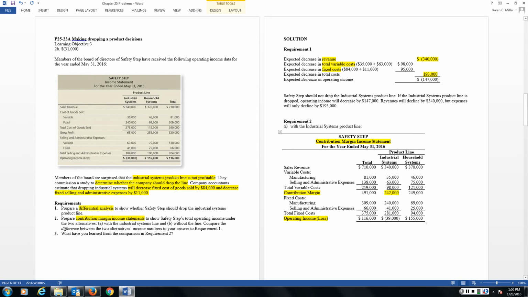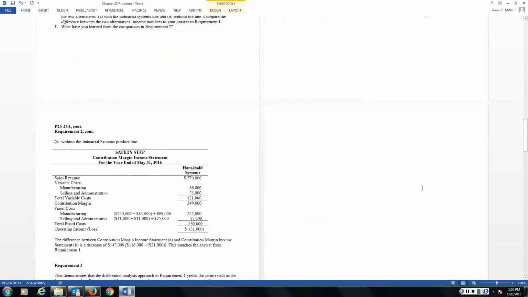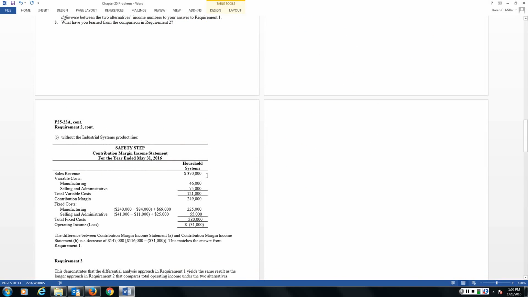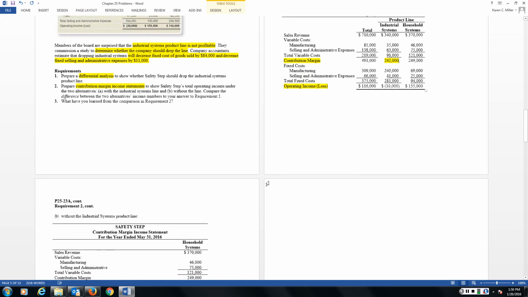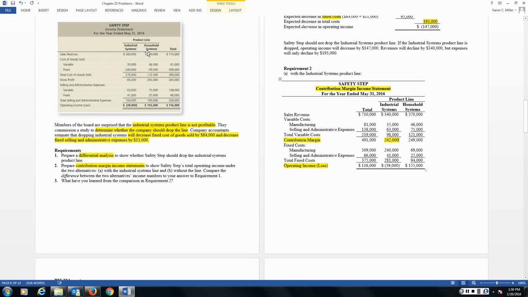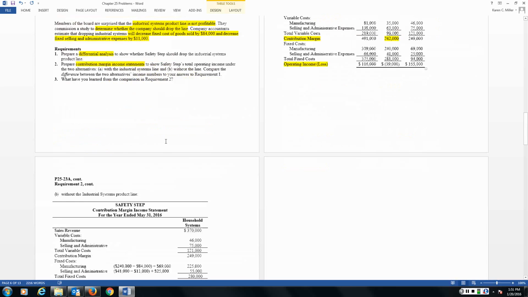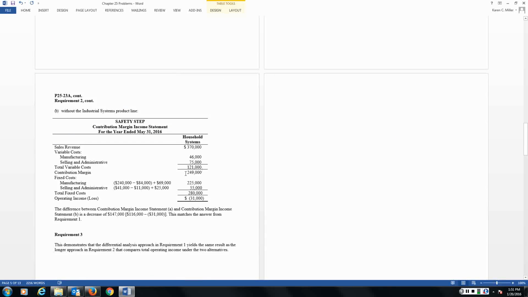So if we calculate the contribution margin income statement showing the safety step with only the household systems, this is what we would see. Remember, household systems had sales of $370,000. They had variable cost of $46,000 and $75,000 respectively. So you'll notice our sales less our variable manufacturing costs, less our variable selling and administrative costs, will bring us down to contribution margin. So we have contribution margin for household. This is exactly the same as it would be if industrial existed or didn't exist.